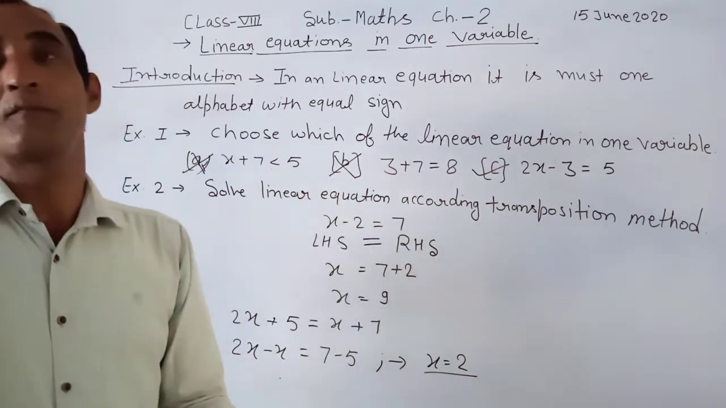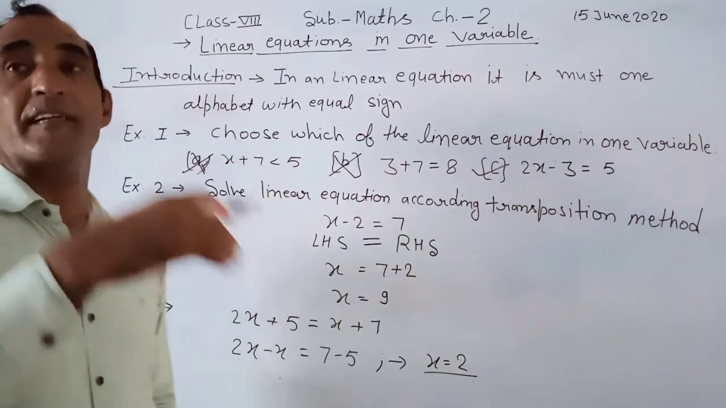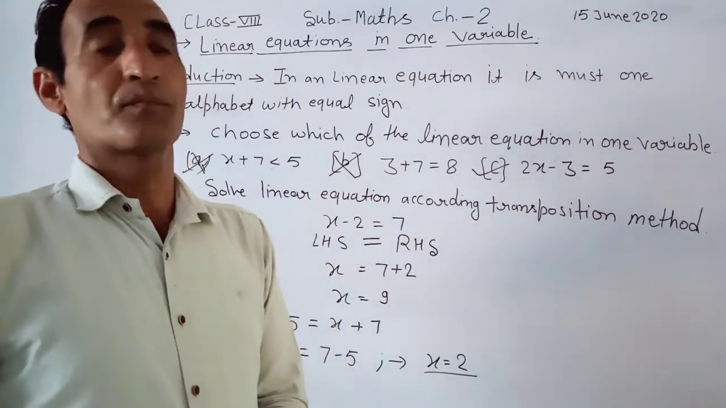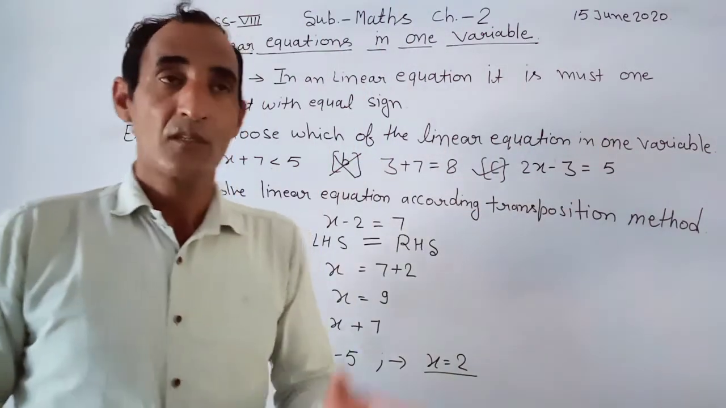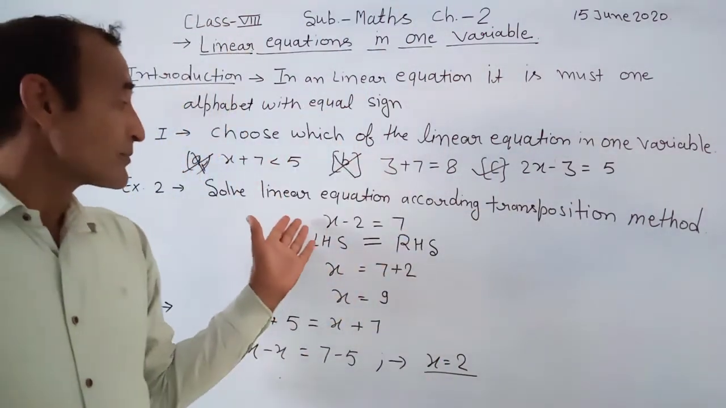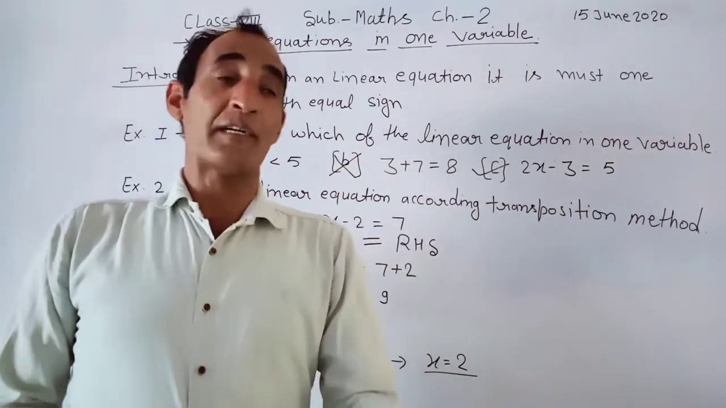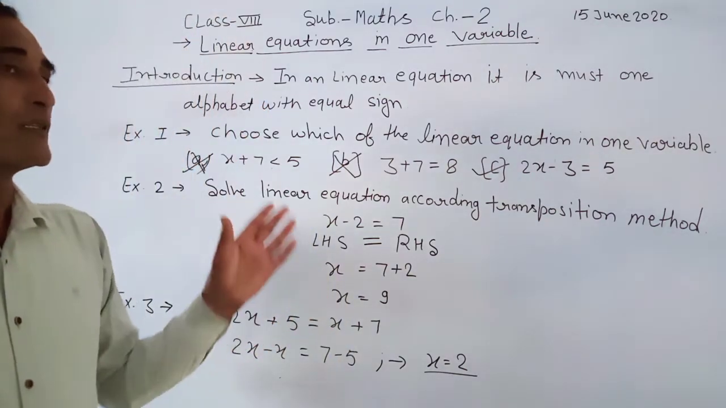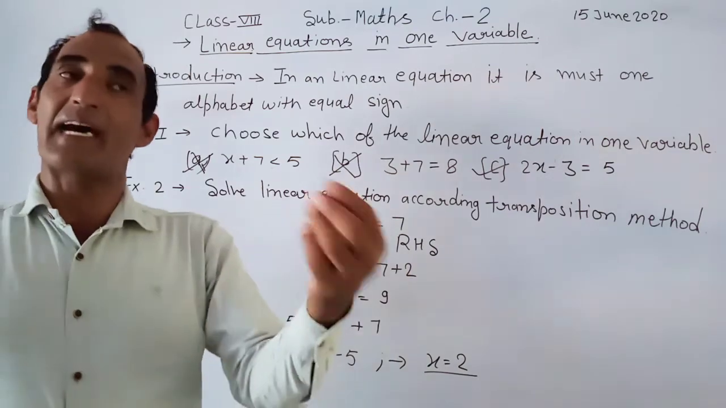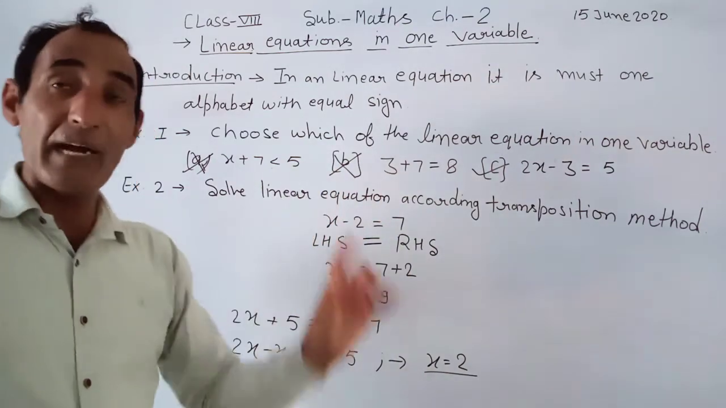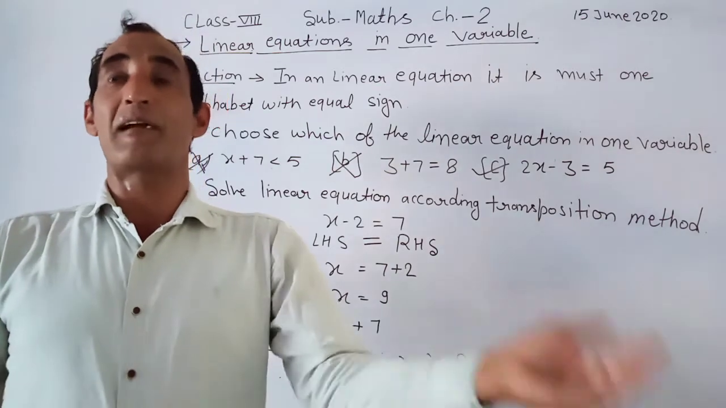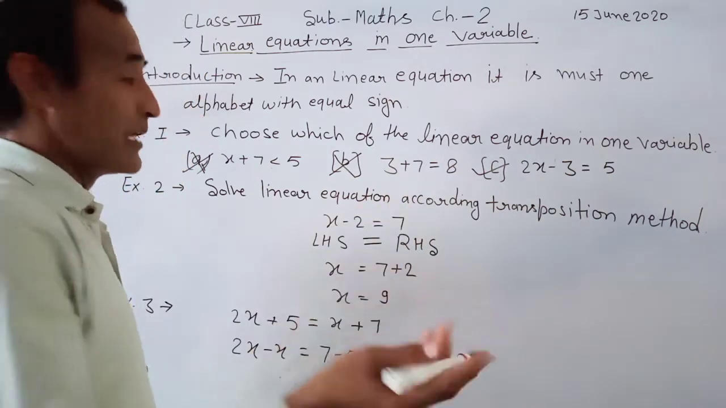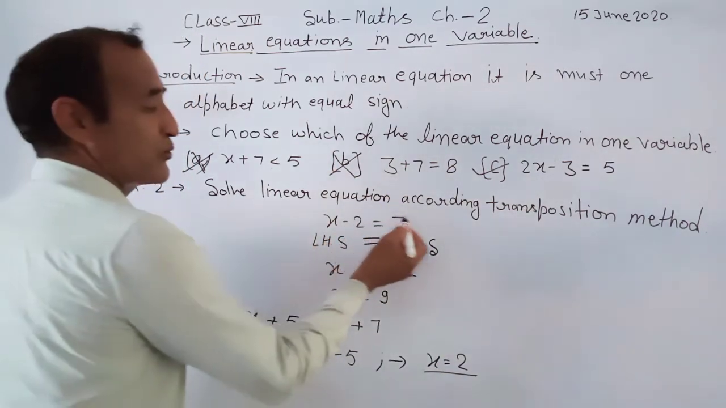We change the sign. The plus sign converts into the negative sign, and the negative sign converts into the positive sign. So digits are transferred. Similarly with alphabets, a positive alphabet converts into negative, and a negative alphabet converts into positive. Second, positive and negative I already told you, but divide converts into multiply and multiply converts into divide. So I explain the example x minus 2 equals 7.